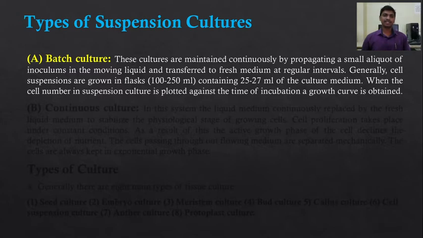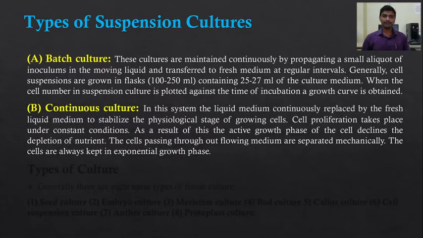Generally, cell suspensions are grown in flasks containing 25 to 75 ml of the culture medium. When the cell number in suspension culture is plotted against the time of incubation, a growth curve is obtained. The growth of the cells occurs with an increase in cell number in the suspension culture when it is transferred to fresh medium at regular intervals batch wise, so it is called the batch culture.